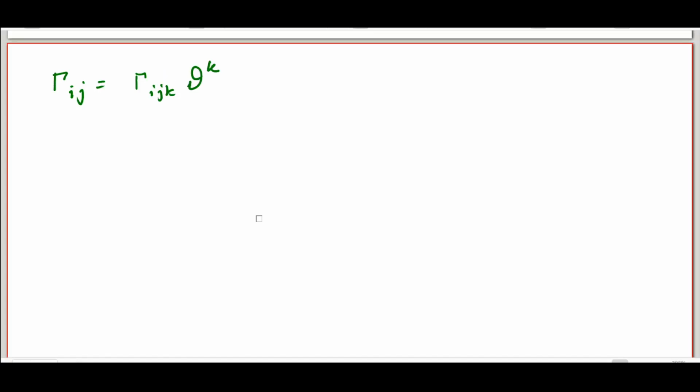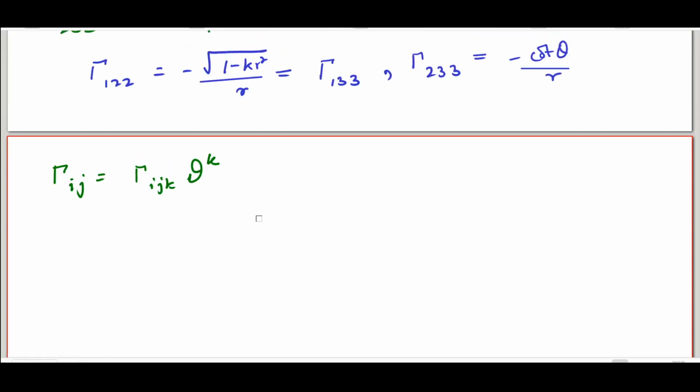We will now use our non-zero gammas, the ones we have listed here, to write down all the non-zero connection 1-forms. And it's straightforward to see that gamma 1,2 is going to be minus root over 1 minus kr square over r theta 2. Now this is a perfectly correct expression, but we are going to take an exterior derivative of gamma 1,2 when we use the Cartan equation. And for that, it's easier if we were to write this in the coordinate basis.